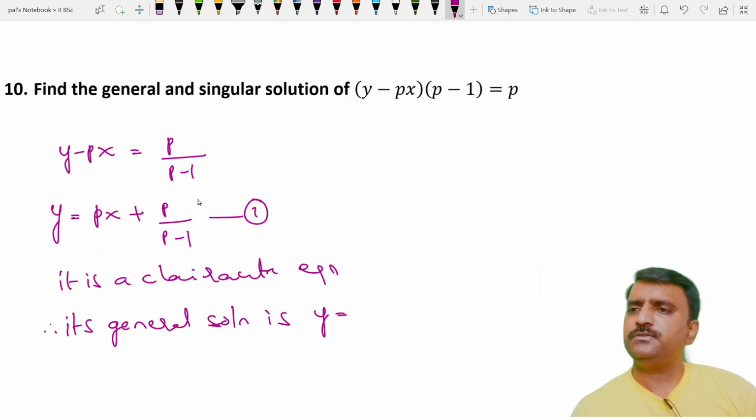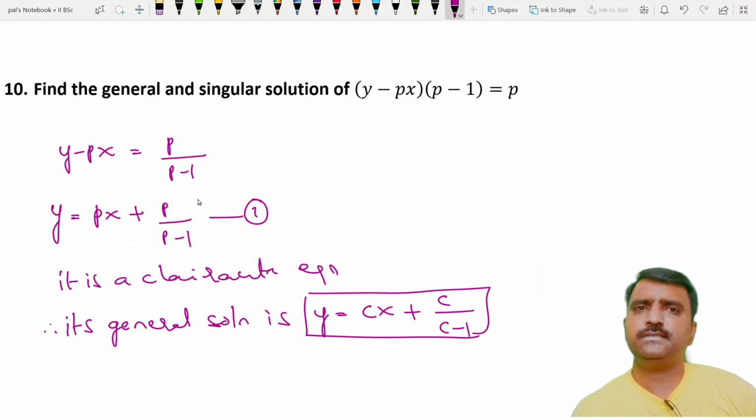y is equal to cx, in place of p you write c, so cx plus c by c minus 1. So wherever p is, write c, and the general solution comes.